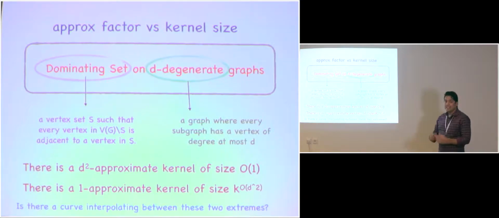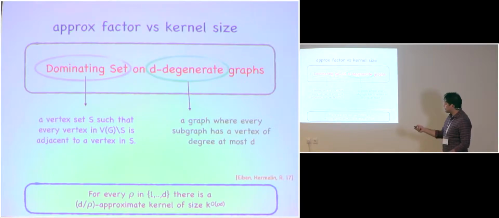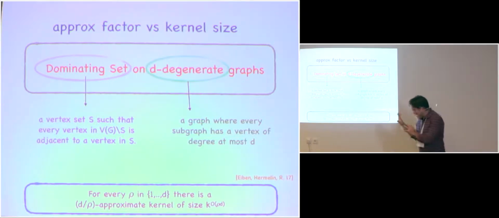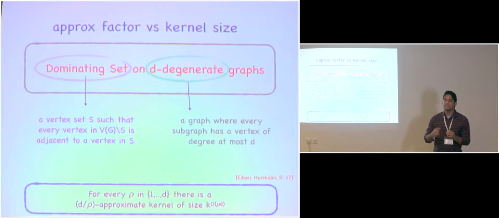This is a very valid question, even though this is a problem with polynomial kernels. And it is known that for every rho, there is a d over rho approximate kernel of size k to the order rho d. Forget about the actual numbers here. The point is that there is a sparse, very coarse interpolation between these two extremes that I mentioned. And there are some new results which make this interpolation obsolete. So this question is still valid. Do not think of this question as one that has been answered. I want to pose this question as an open question that you are absolutely free to start working on.